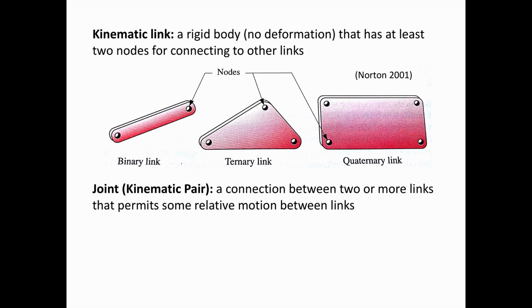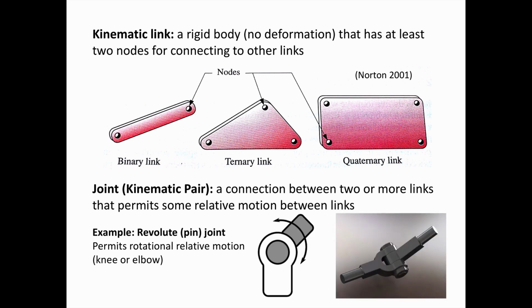Usually these joints will impose some kind of constraints on what kind of motion is allowed. One example of a joint is a revolute joint or a pin joint. It allows rotation only about one axis of rotation. So some examples of a revolute joint would be, on the human body, a knee joint or an elbow joint. And to the right, we have a couple of images depicting revolute joints.